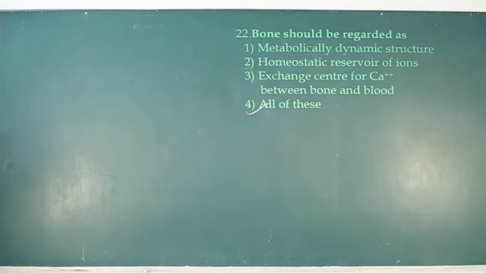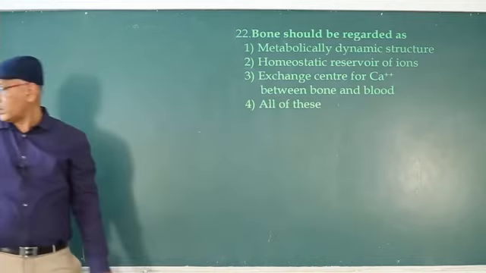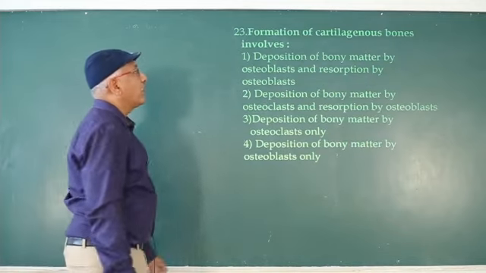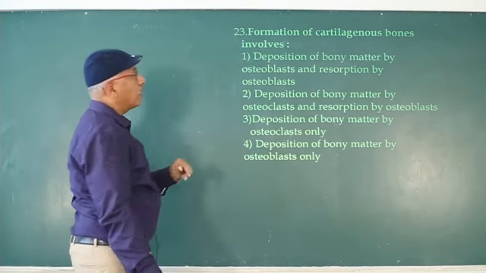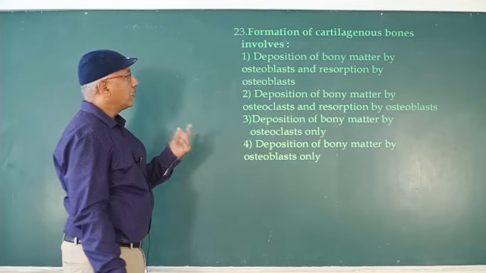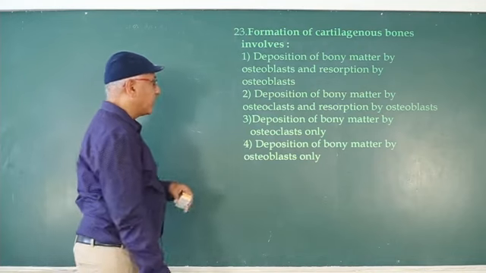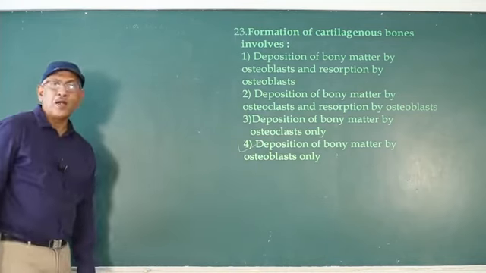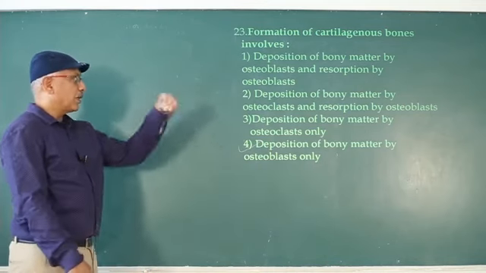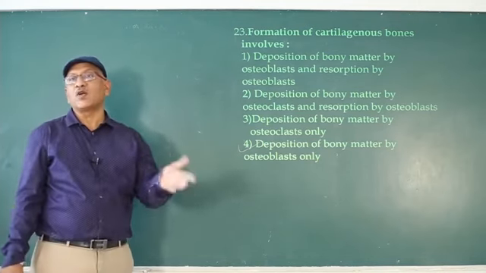Next question. Formation of cartilaginous bones involves deposition of bony material by osteoblast and resorption by osteoclast. Resorption by osteoblast is wrong. Deposition of bony material by osteoclast is wrong. Deposition of bony matter by osteoblast is correct. So osteoblasts deposit the bony material in the cartilage. As a result, cartilage is converted into bone.